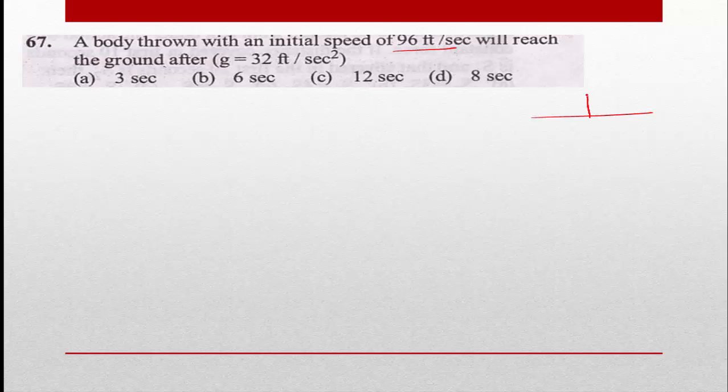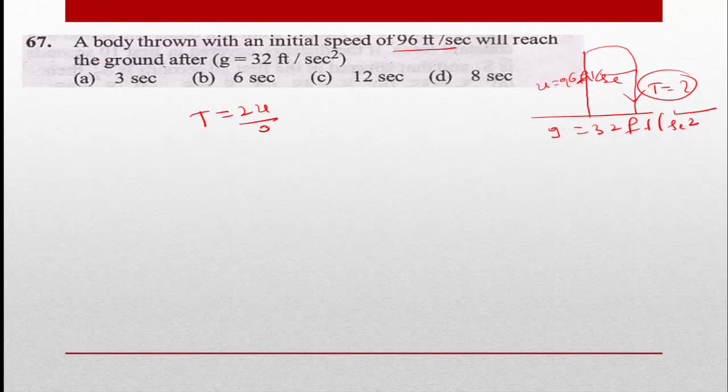A body is thrown with an initial speed of u equal to 96 feet per second. When will it reach the ground? We need to calculate the time t. Here g equal to 32 feet per second square, and u equal to 96 feet per second. This is the velocity and this is the acceleration. We know the formula: time of flight t is equal to 2u divided by g.